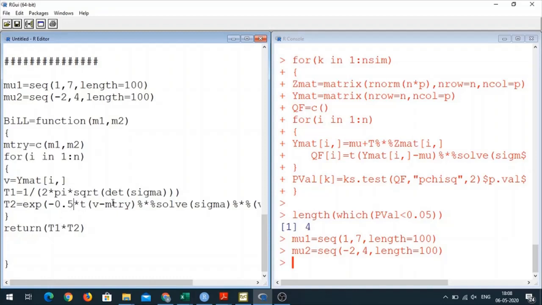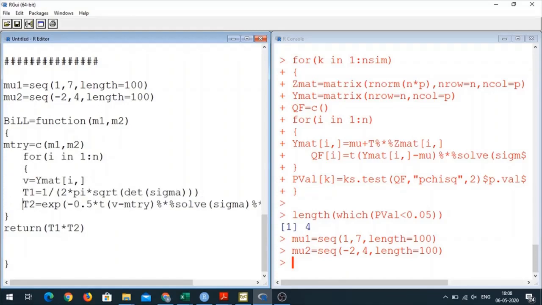Okay, so for different values of mu I have to try, so I am calling that value m try. I'll compute this t1 into t2, but of course we have already seen that computing likelihood is generally risky because it's very small, so we go for log likelihood. So instead of this, I would return log of t1 plus log of t2, and I won't just return this, I have to store this because I have to try many possible values.